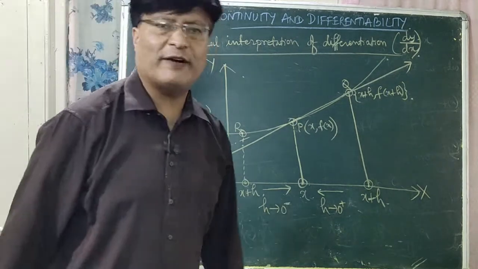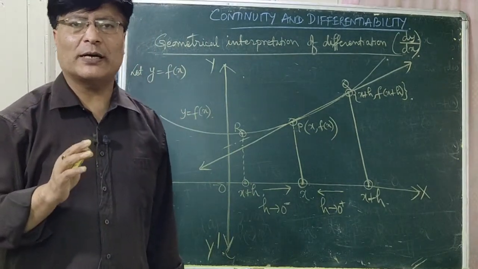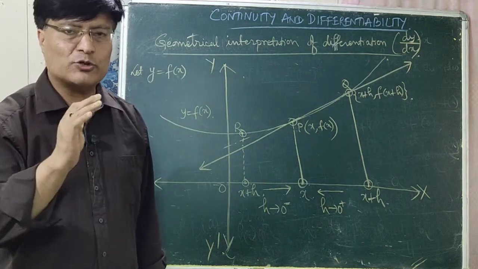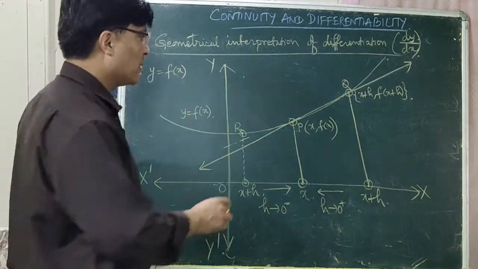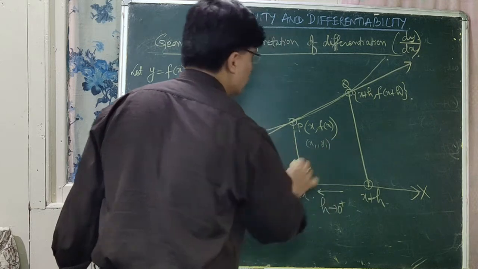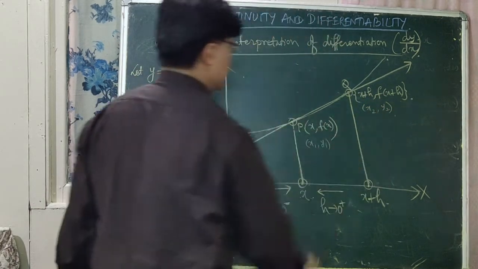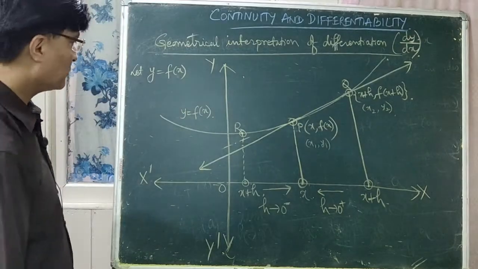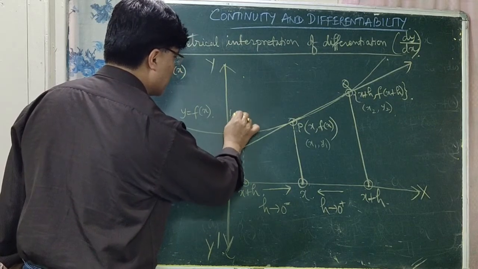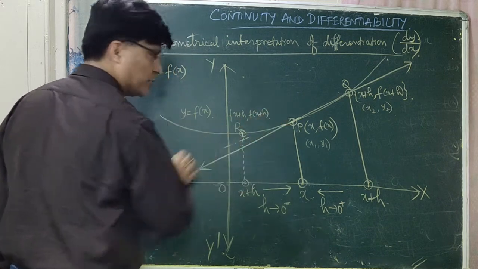So you know how to find out the slope of a straight line. The slope of a straight line is equal to, what was the formula? Difference of ordinates divided by difference of abscissa, that is y2 minus y1 upon x2 minus x1. This is also x plus h comma f of x plus h.